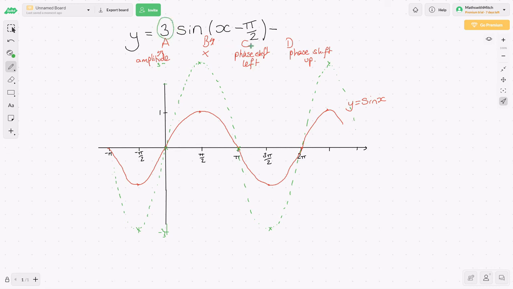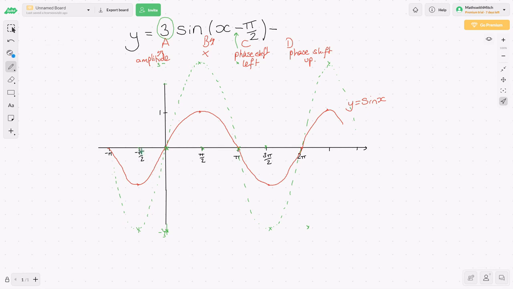Now let's consider the phase shift left. Now we've written phase shift left, but that accounts for a plus C term. We've got a negative here, so that's going to mean it moves right. It's going to move right by pi over 2. So each one of these points here are now going to move to the right by pi over 2. So we can now replot those, remembering that we're talking about the green line now. Let's do this in blue, and then we can see the effects.